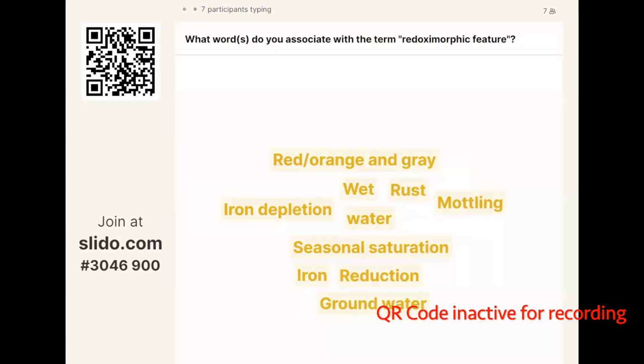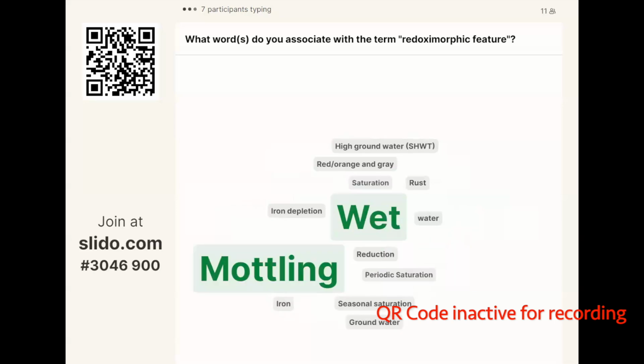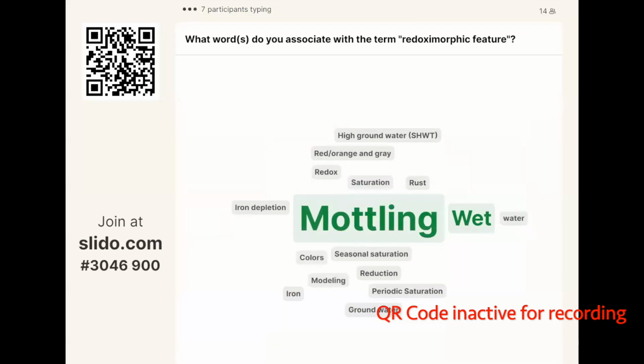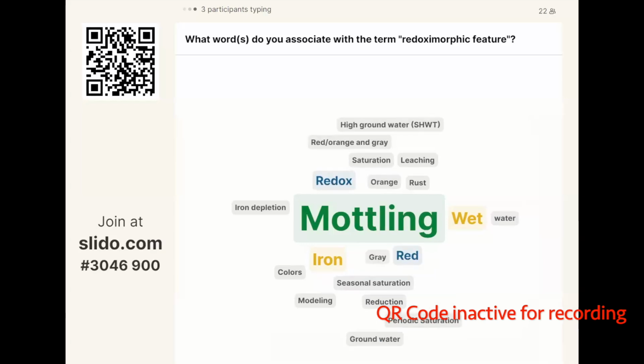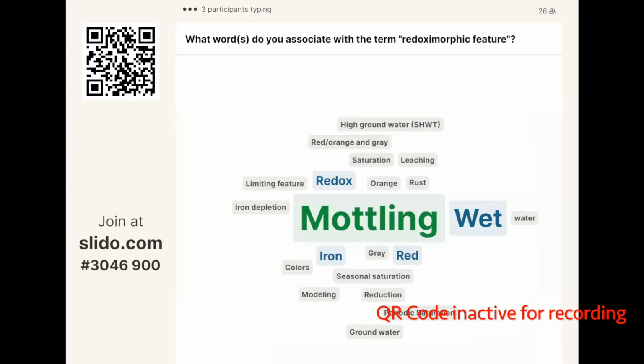So here we have some things popping up. You see the bigger ones are the more popular answers. We've got a few answers there: high groundwater, red, orange, gray, leaching, redox, saturation, rust. Mottling seems to be a popular one. Wet, iron, red, limiting feature. Yeah, those are some good ones. Good answers in there. Sort of gives us an idea.